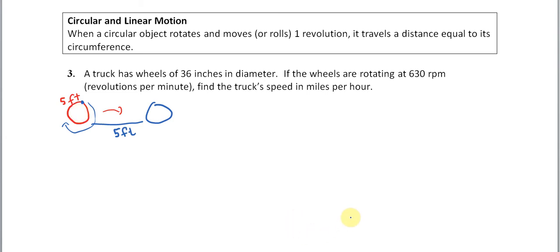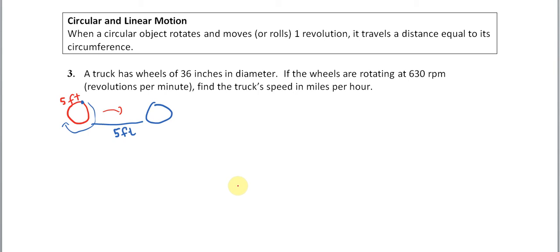And that's important to know because that helps us to solve the rest of these types of problems with circular and linear motion. So let's look at this example here. A truck has wheels of 36 inches in diameter. If the wheels are rotating at 630 RPMs, or revolutions per minute, find the truck speed in miles per hour.